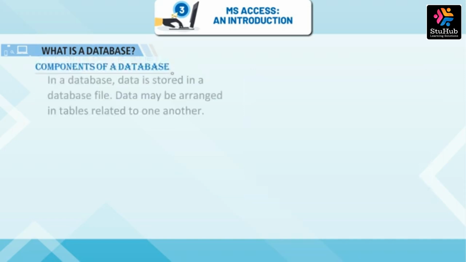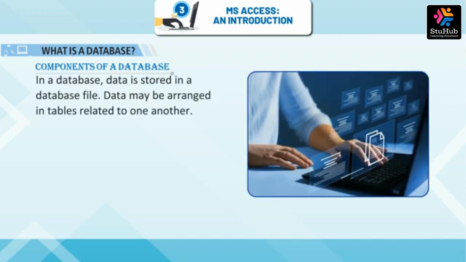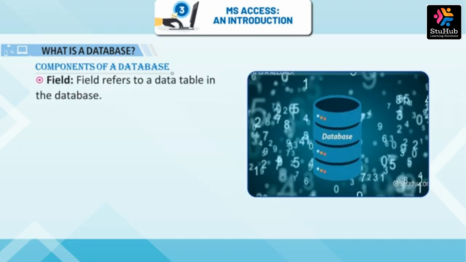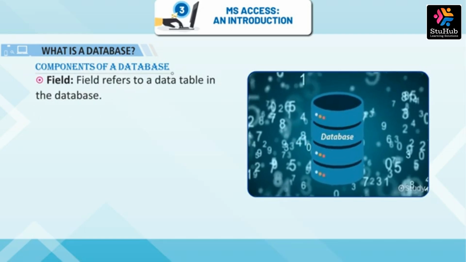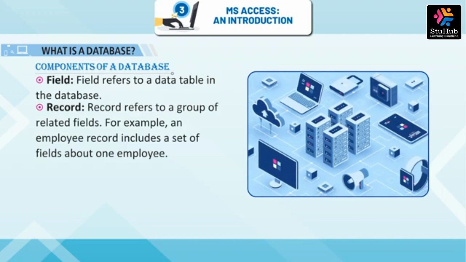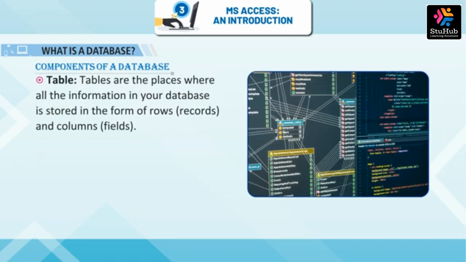Components of a database. In a database, data is stored in a database file. Data may be arranged in tables related to one another. Field. Field refers to a data table in the database. Record. Record refers to a group of related fields. For example, an employee record includes a set of fields about one employee.